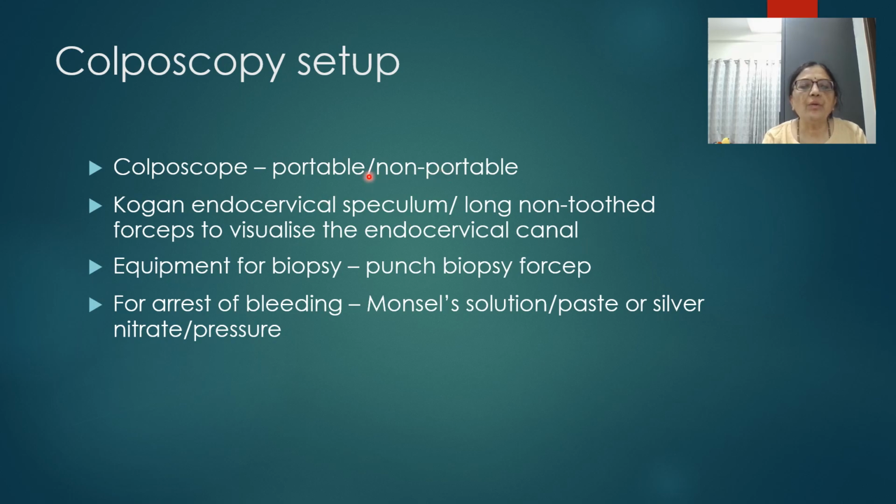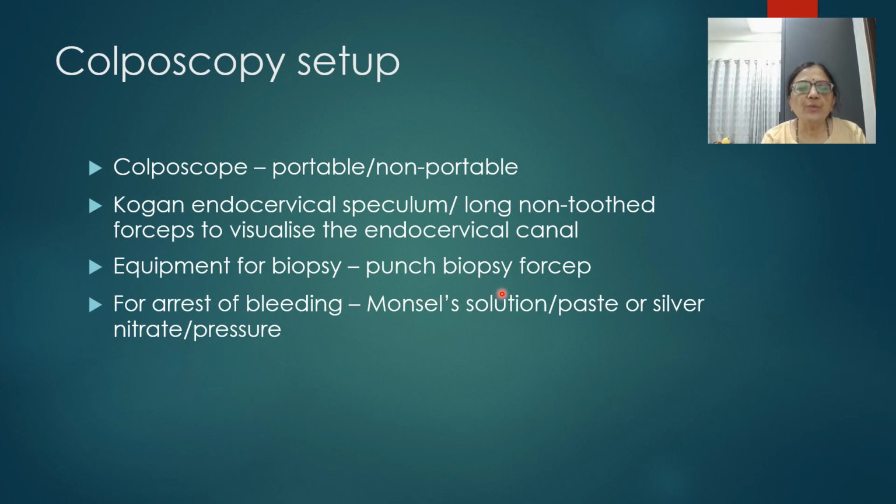There are portable and non-portable or wall-mounted colposcopes available. There is an endocervical speculum which goes by the name of Kogan. The Kogan endocervical speculum can be used to visualize the endocervical canal, and if it is not available, we can simply use a long non-tooth forceps to visualize the endocervical canal.